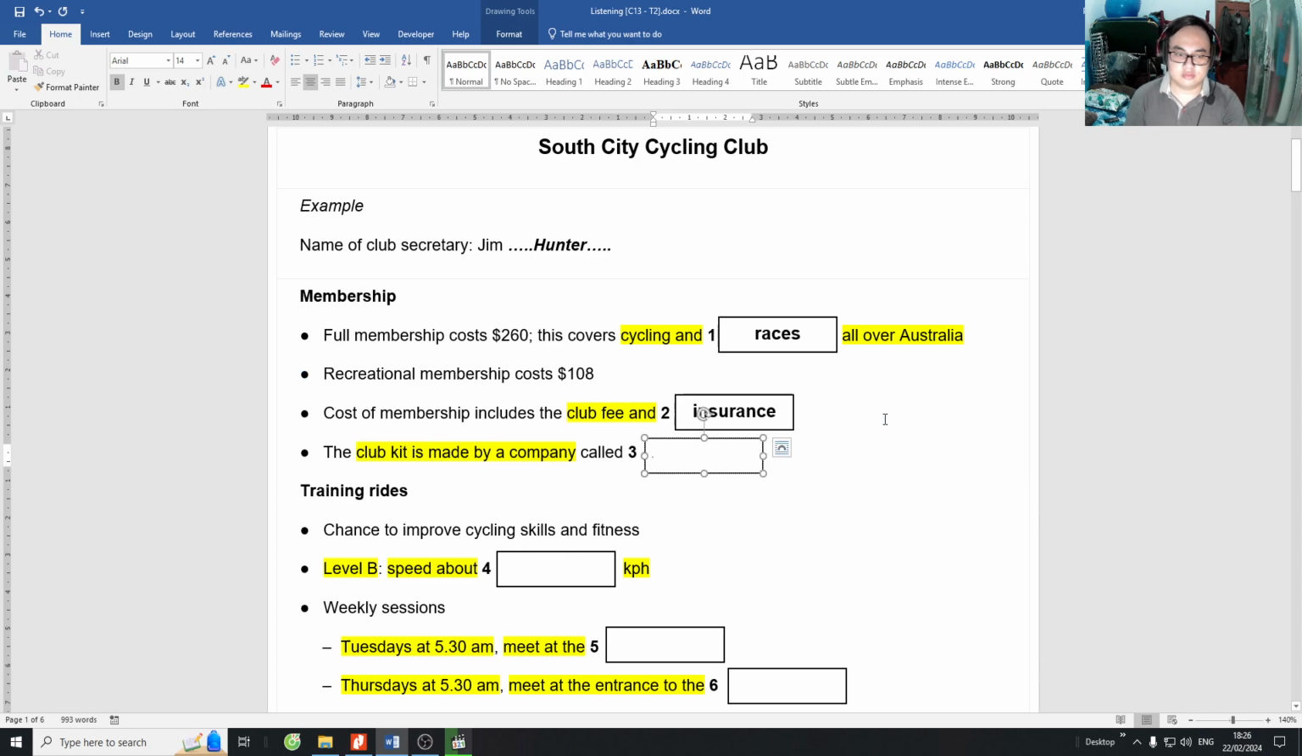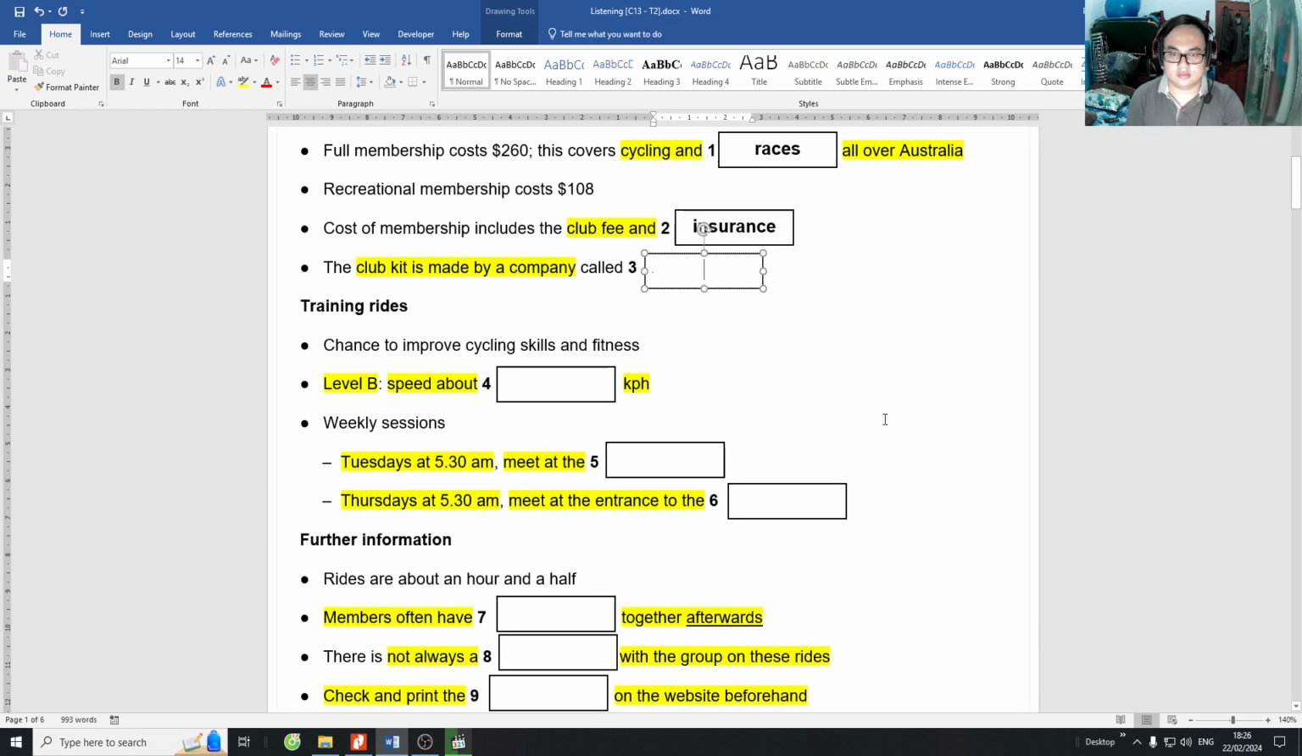That's right. And once you're a member of the club, you're also permitted to wear our kit when you're out cycling. It's green and white. Yes, I've seen cyclists wearing it. So can I buy that at the club?